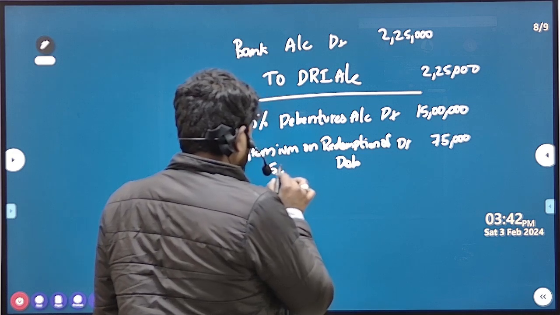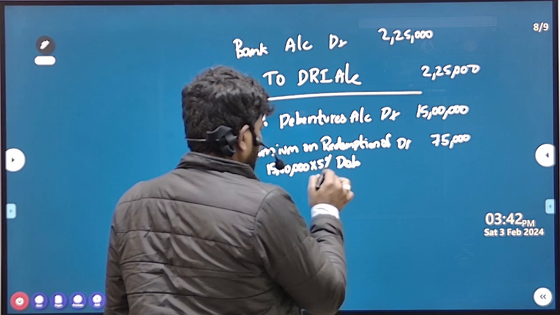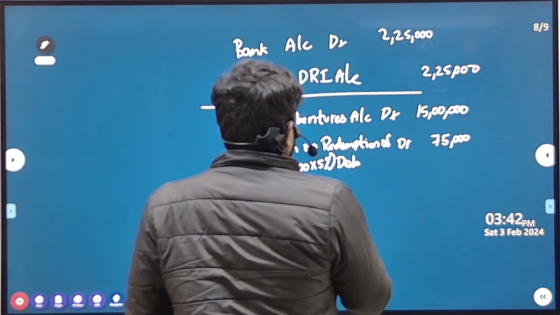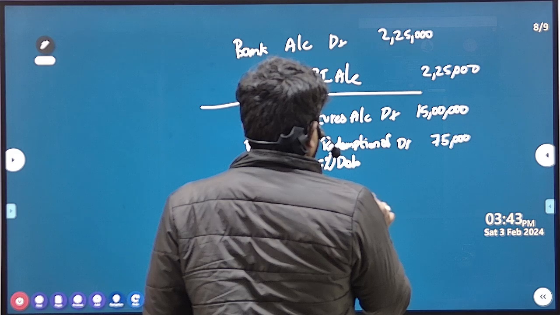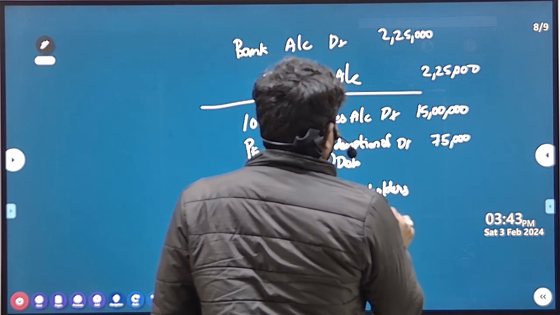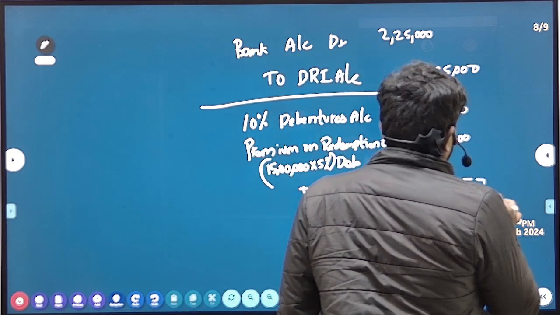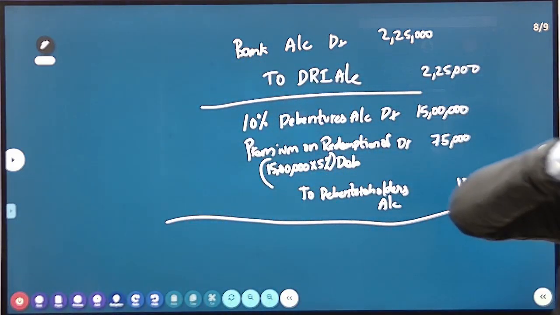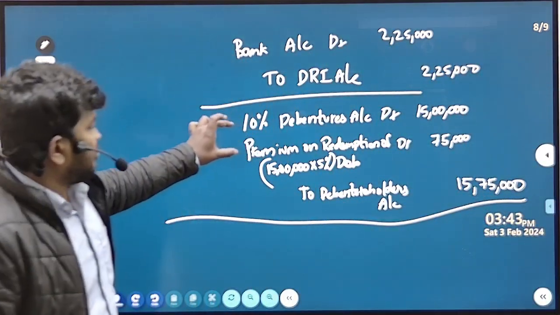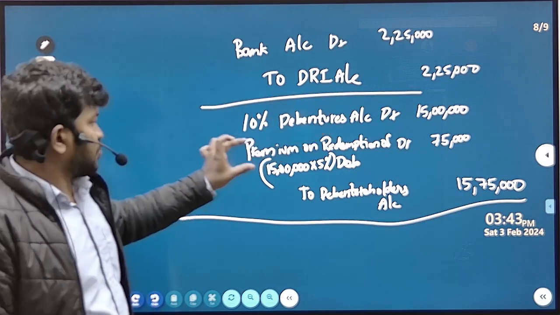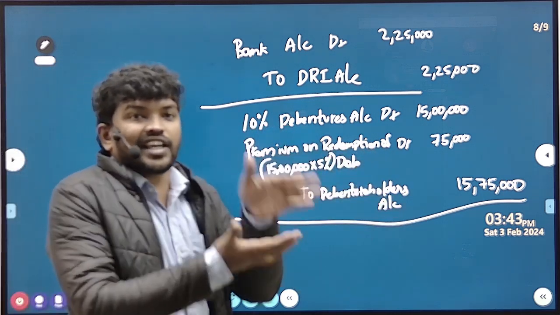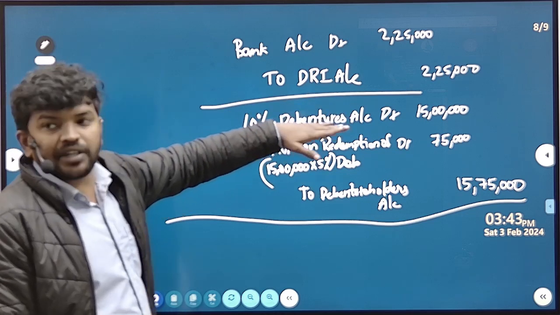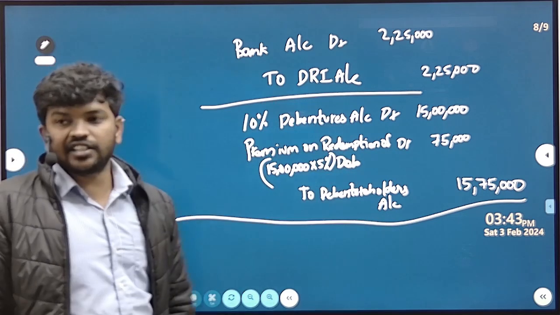15 lakhs into 5%. To debenture holders account, how much? 15,75,000. Clear? Earlier, while issuing debentures, 10% debentures account has been credited. While issuing debentures, this premium on redemption has been recognized as liability by crediting this account. Now, while redemption, you have to reverse that. You have to debit the debentures account, debit the premium account, and credit the debenture holders account.